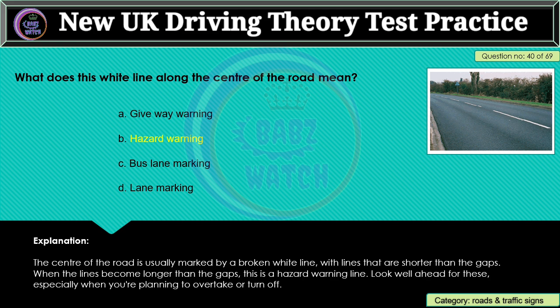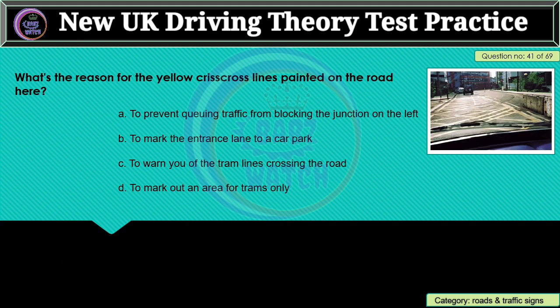Hazard warning. Explanation. The center of the road is usually marked by a broken white line, with lines that are shorter than the gaps. When the lines become longer than the gaps, this is a hazard warning line. Look well ahead for these, especially when you're planning to overtake or turn off.